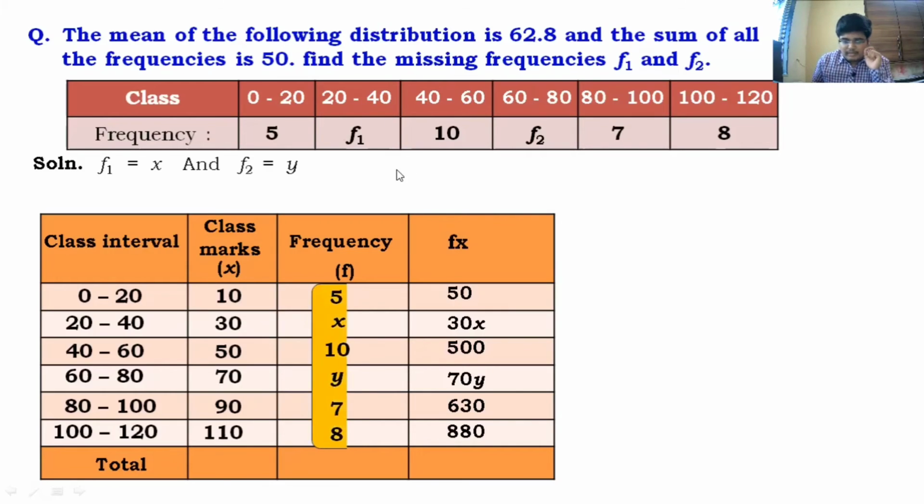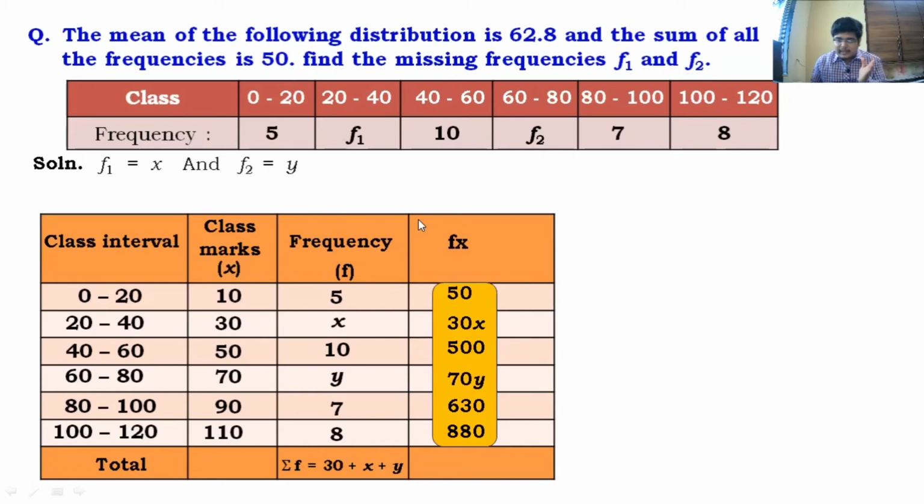Now coming to summation f. See here you have to add the 4 values and then write plus x plus y. Because x and y are 2 variables, we'll write plus x plus y. So first 5, 10, 7, 8, that will be 30 plus x plus y. Similarly over here, add all the values and then plus 30x plus 70y. So we will get 30x plus 70y plus 2060, and then we apply the formula.